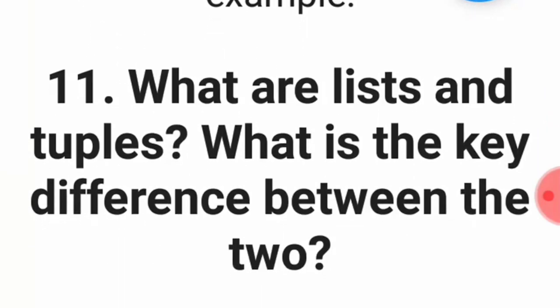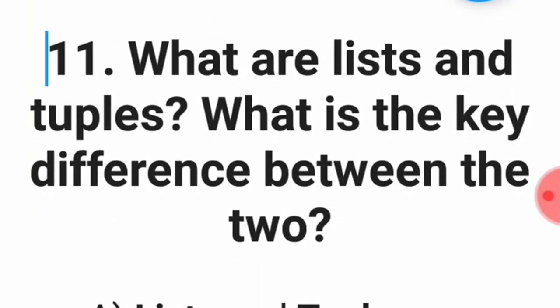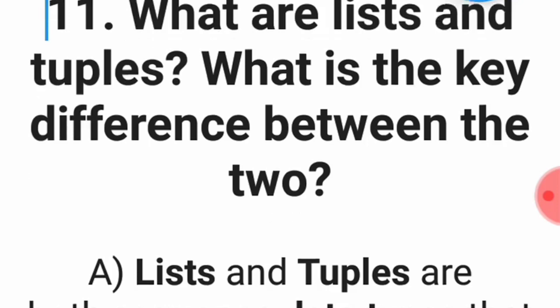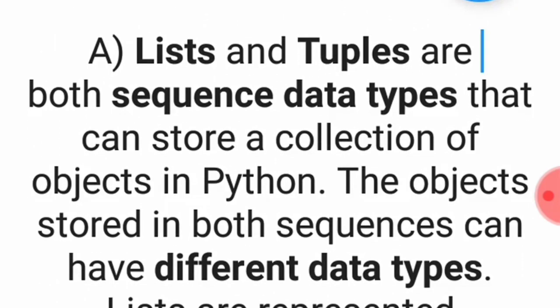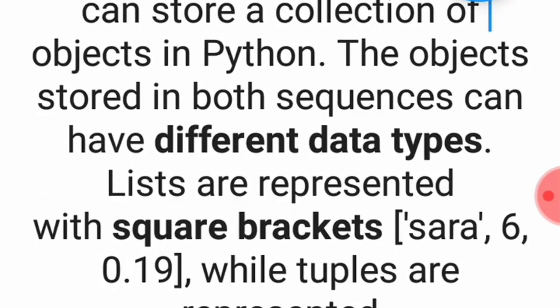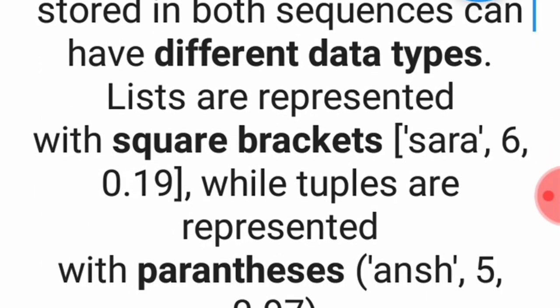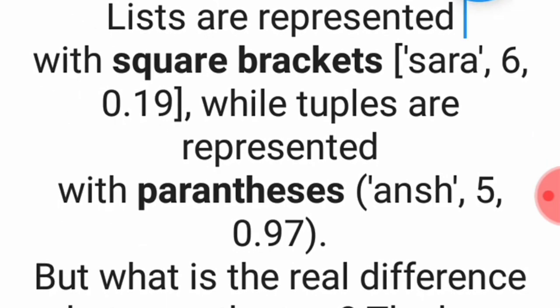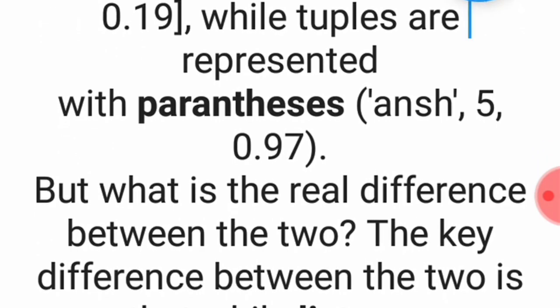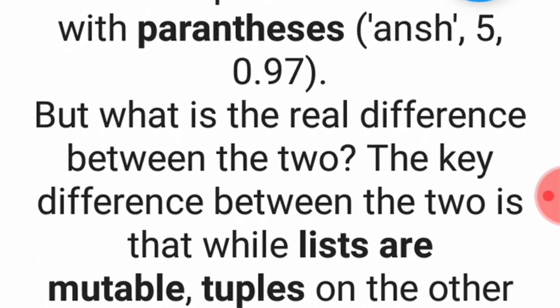For example, 11. What are lists and tuples? What is the key difference between the two? A. Lists and tuples are both sequence data types that can store a collection of objects in Python. The objects stored in both sequences can have different data types. Lists are represented with square brackets, for example ['Sara', 6, 0.19], while tuples are represented with parentheses, for example ('Ansh', 5, 0.97).